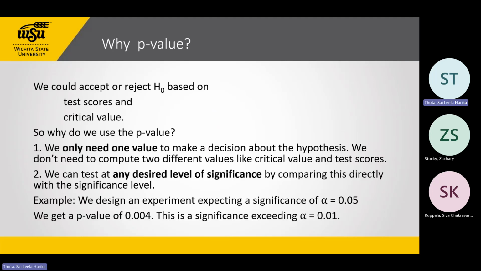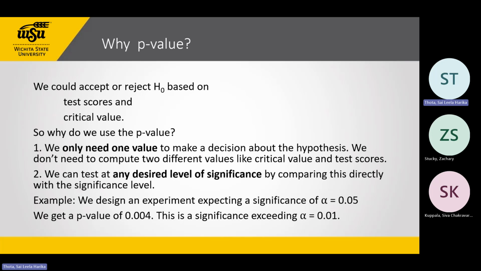Okay, so we could accept or reject H naught based upon the test scores and critical value. And so why do we need to use the p-value? We only need one value to make a decision about a hypothesis. So we are making our decision whether to accept the null or reject the null based on the p-value, right? So we are using only one single value, and we don't need to compute two different values like critical value and test scores.